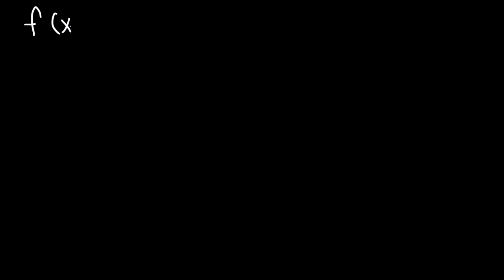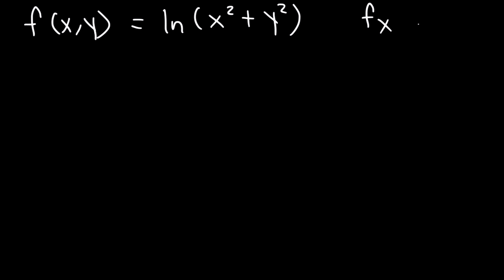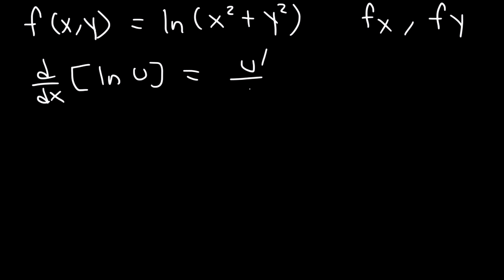Now let's say that f of x comma y is equal to the natural log of x squared plus y squared. Go ahead and find f sub x, the partial derivative with respect to x, and f sub y. So first, you need to know how to differentiate natural log functions. The derivative of ln u is equal to u prime divided by u.